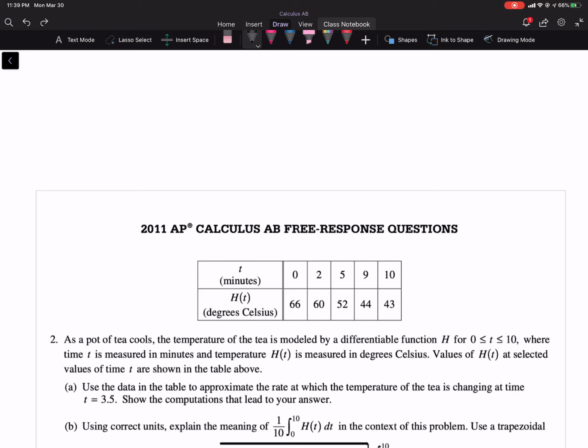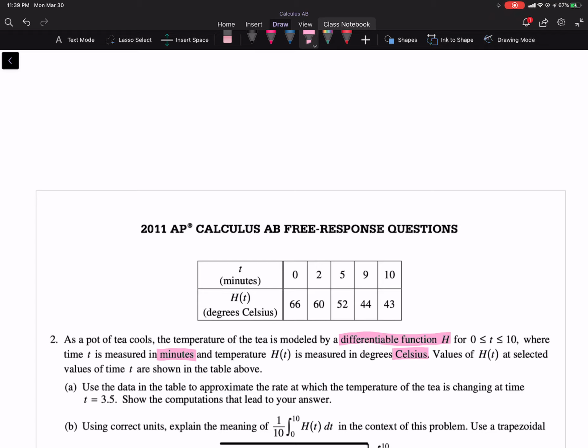We are doing the 2011 AB and BC number 2. And so this is a data table problem. So we know H is differentiable. We know the units. We have degrees and minutes.